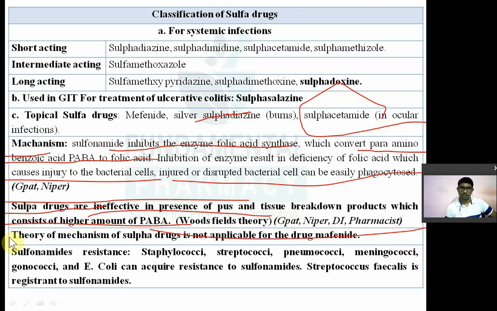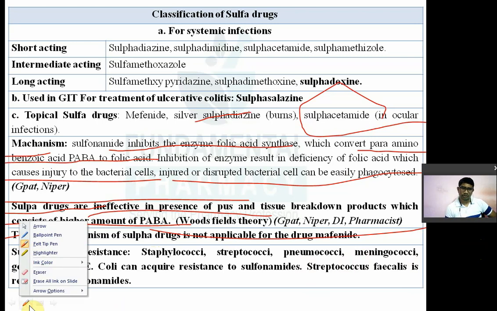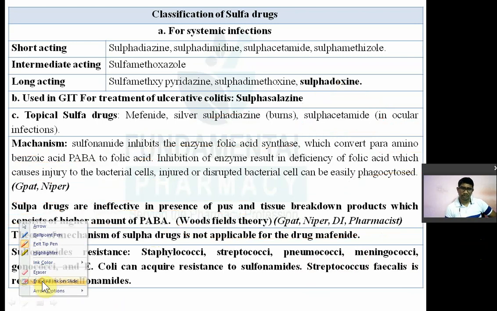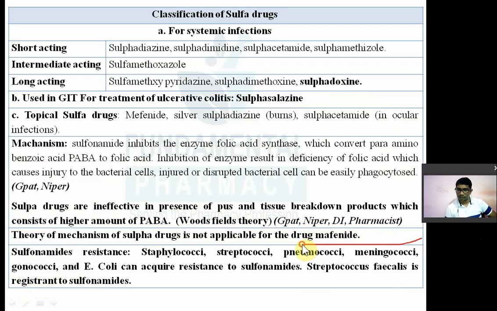Now it is not applicable for mafenide. Mafenide जो drug होता है, it comes under the sulfonamide drugs, but it does not have structural similarity to the sulfonamides. So it will not have sulfanilamide in its structure, but still it inhibits the same enzyme, that is the folic acid enzyme. Sulfonamide का resistance भी होता है.